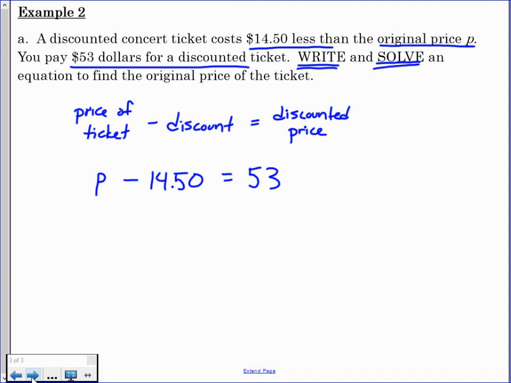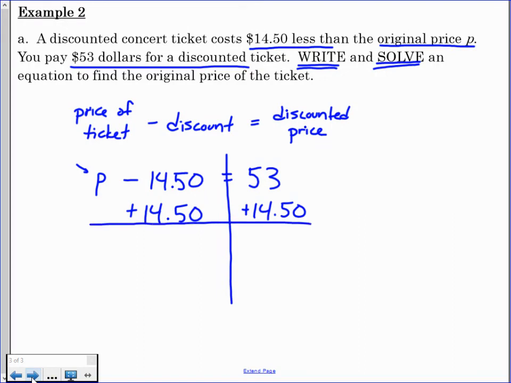Okay, so let's go ahead and solve this. I want to get P by itself. All right, that's the goal here. So I'm going to use inverse operations. I see a minus 14.50. I'm going to undo the subtraction by adding 14.50 to both sides. Okay, so my 14.50s cancel out. That's the goal. And I'm left with P equals 53 plus 14.50.